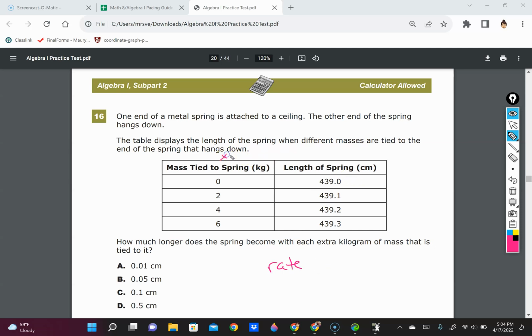So if we think of this as your x values and your y values, you see that on the right-hand side, you are increasing by 0.1 each time. Over on the left-hand side, your x's, you are increasing by 2. So if we take 0.1 and divide it by 2, or half of 0.1, that would give us 0.05. And that is our rate.